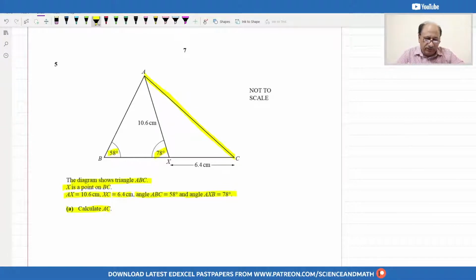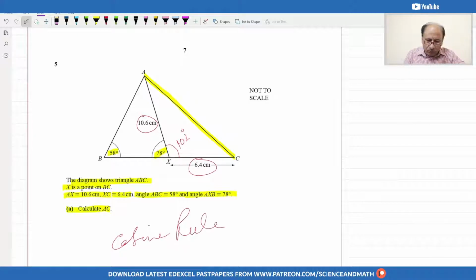AC will be this side, and we can figure out this angle, which will be 180 minus 78. So 180 minus 78 means 102 degrees. We have the other two sides, so you will apply the cosine rule to find AC. For this question you will apply the cosine rule and find this. I'm leaving it as homework for you.